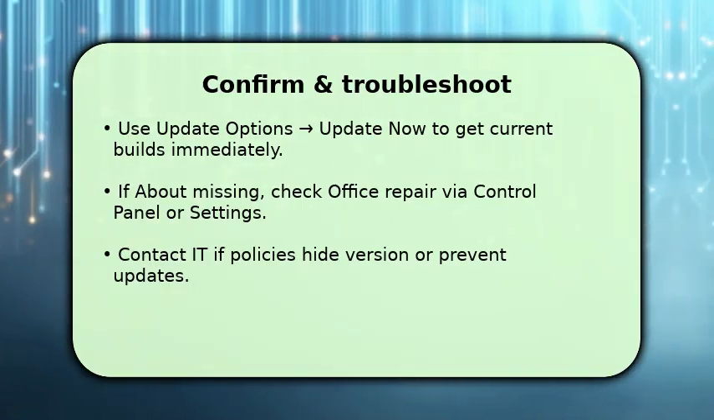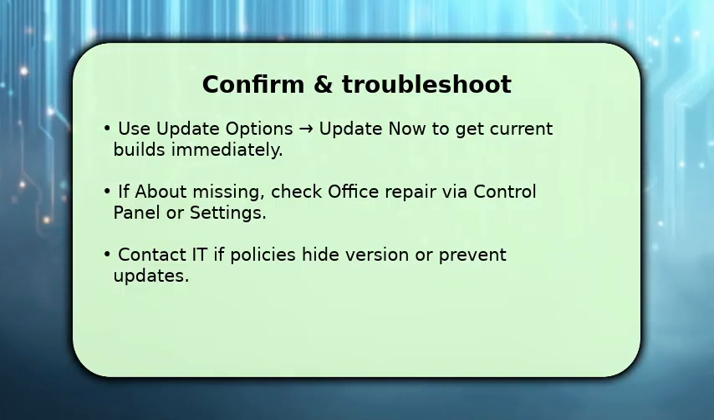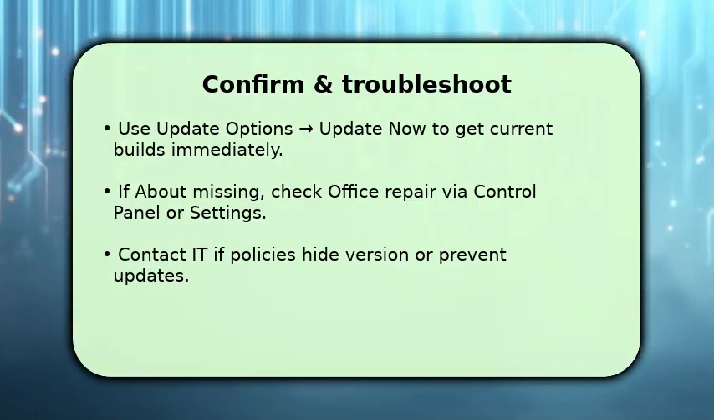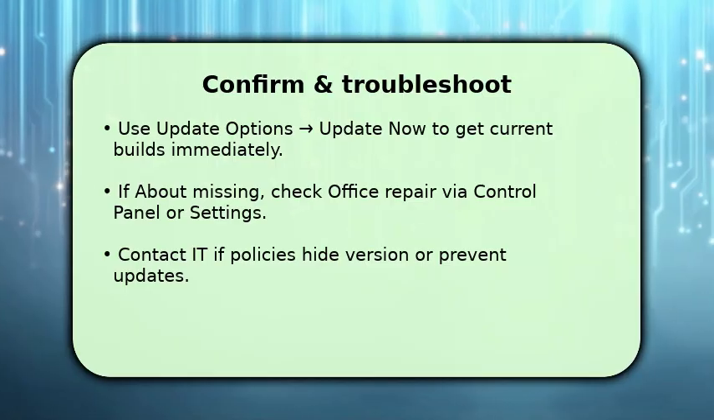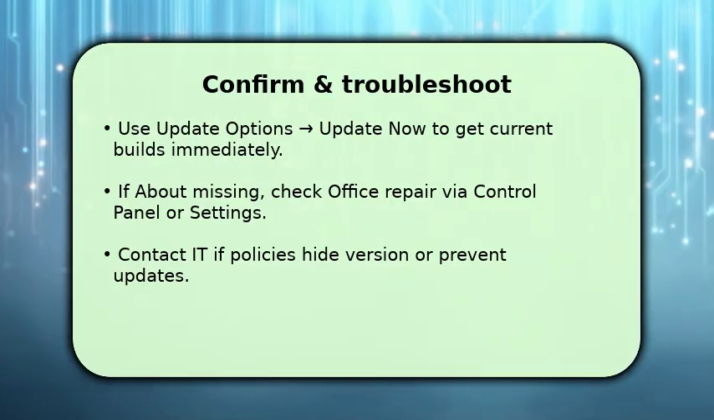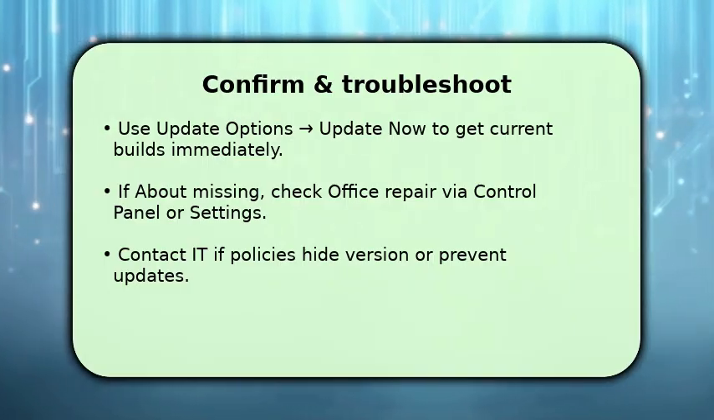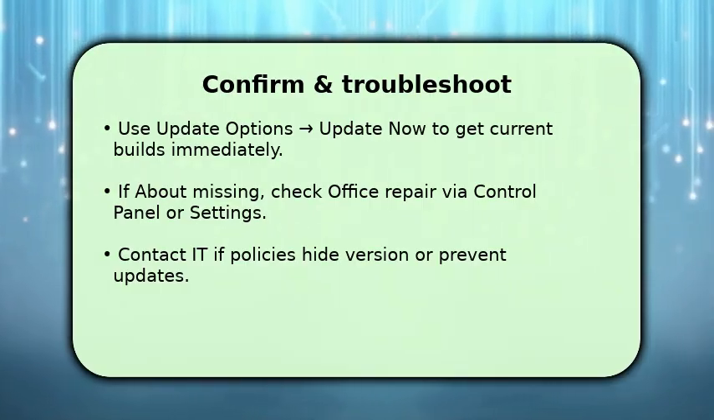If the About dialog or account area isn't visible, run a quick Office repair from Control Panel or Settings. This restores missing UI elements and files. If organizational policies block version info or updates, contact your IT admin and explain what you need shown and why. One tip: take a screenshot of version/build before updates in case you need to report a problem.